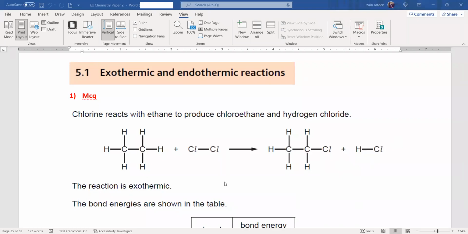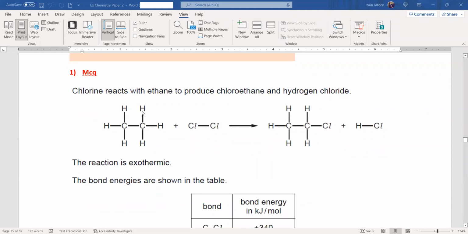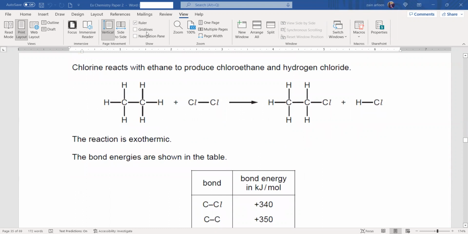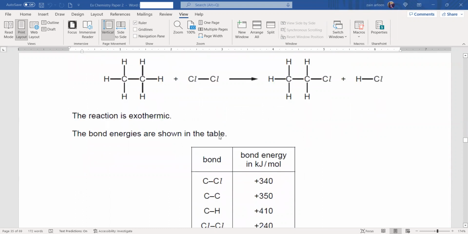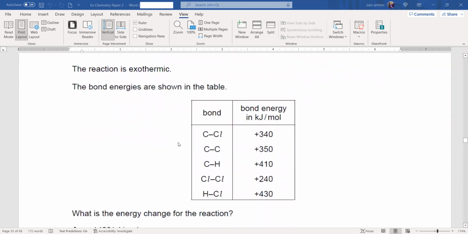So, exothermic and endothermic reactions. Chlorine is reacting with ethane to produce chloroethane and hydrogen chloride. The bond energies are given to you and you have to work out the energy change, the enthalpy change. So how can you work out the enthalpy change here?